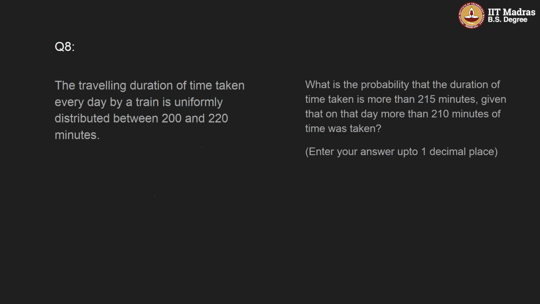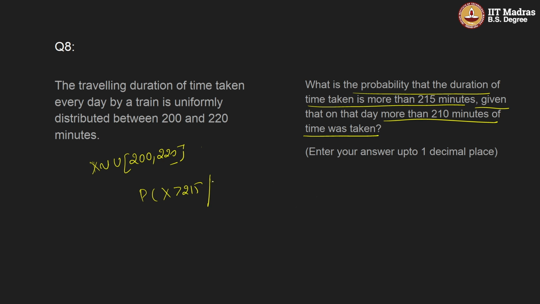Fine. Now, the eighth question. The traveling duration of time taken every day by train is uniformly distributed between 200 and 220 minutes. So we have been given that x is the total traveling duration of the time, following a uniform distribution between 200 and 220. Now what is the probability that the duration of the time taken is more than 215? That is, the probability of x greater than 215, given that on that day more than 200 minutes of the time was taken, that x greater than 200 has already happened.